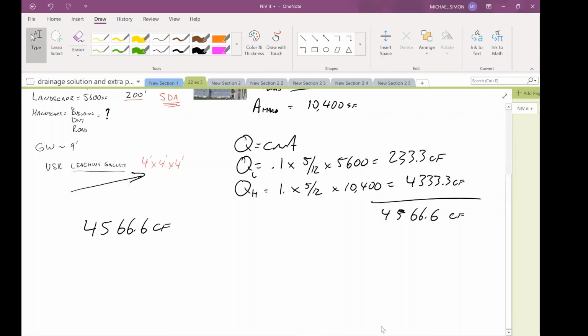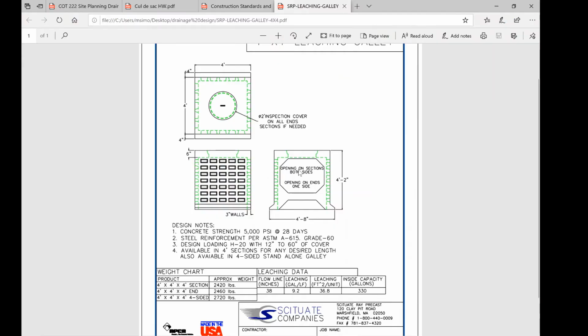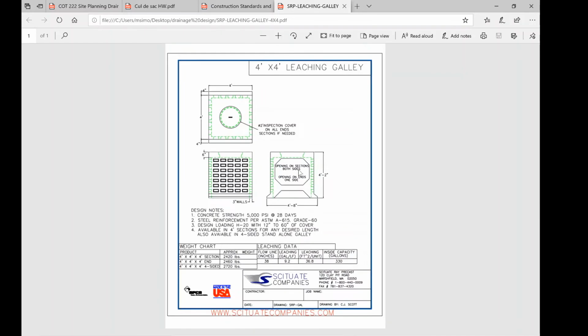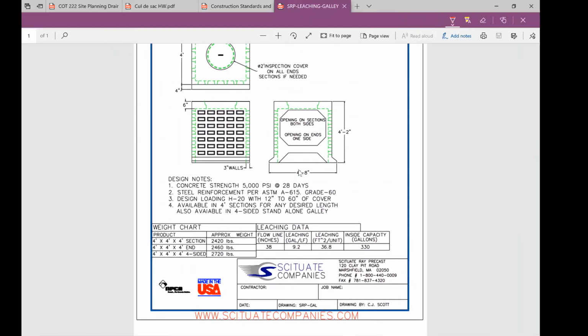Let's pull that up to read what it says on here. Okay, everything you need to know is always provided for you. It's just a matter of learning to look and also where to look. So leaching data. Right here, we have a whole bunch of stuff. We have a flow line. We have leaching galley gallons per linear foot. We have square feet per unit. And then here, the inside capacity in gallons.